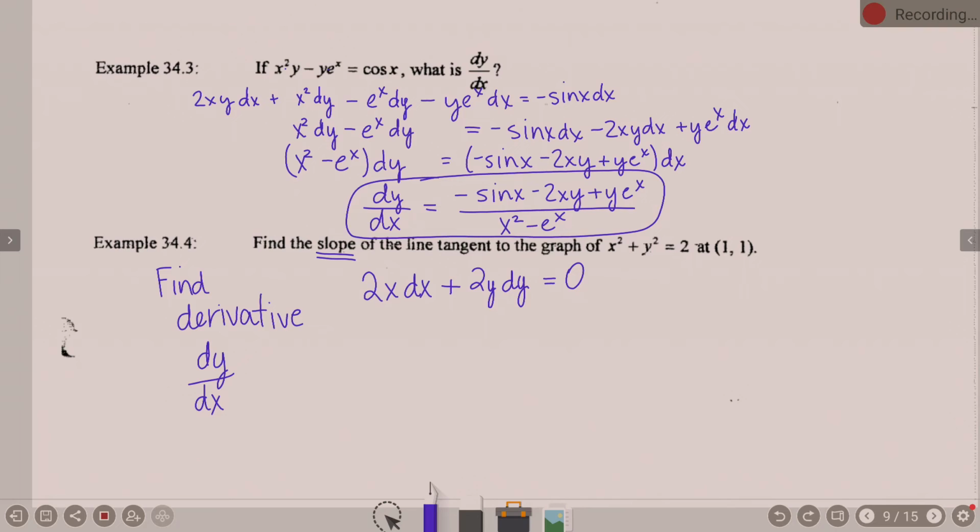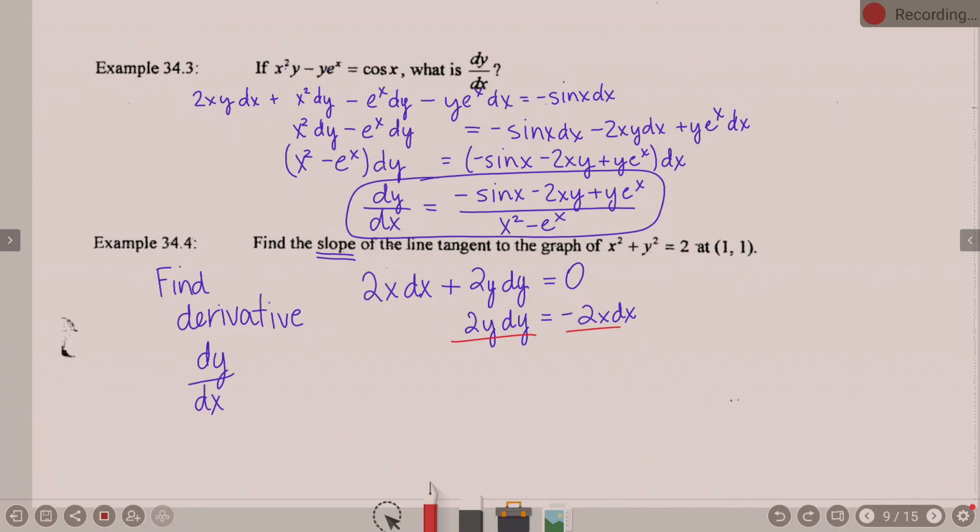Like what we've been doing today, we want dy's on one side, dx's on the other side. Me personally, I keep dy's on the left. Officially, it doesn't matter, right? So if I keep my dy on the left, 2y dy, that means I'm going to subtract 2x dx to the right. How much of this can you do in your heads? Or I guess I can show. What are we doing here?